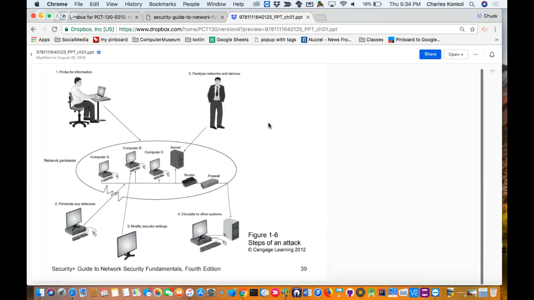But anyway, these attacks and the way they occur: probing, penetrating, modifying, circulating, and paralyzing. Now, once you get to the paralyzing node of this process, it's very hard and sometimes impossible to trace that attacker because they're already gone. They're out of there. They're done. Traces have been covered, tracks have been covered, and you're not going to find them generally.